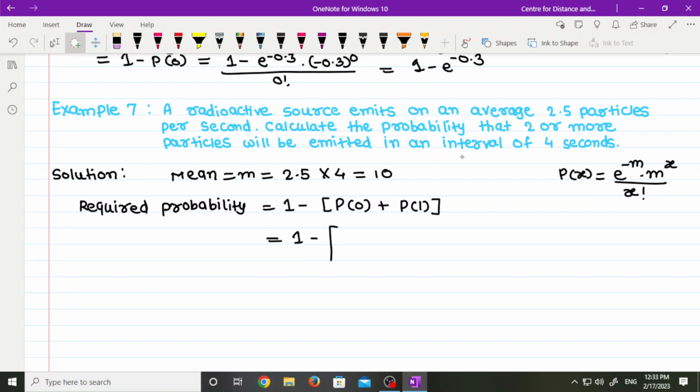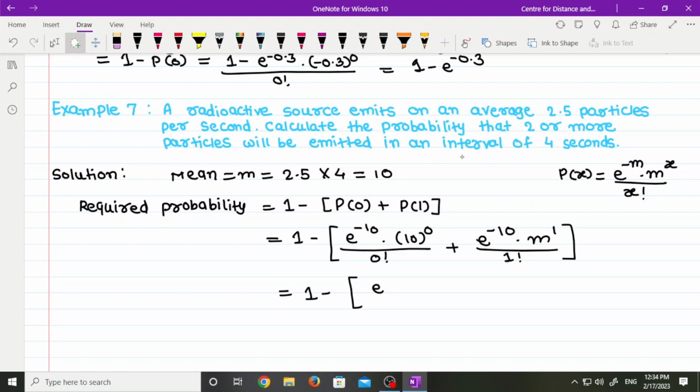1 minus, here x is equal to 0. So, e raised to minus 10 into 10 raised to 0 divided by 0 factorial, plus e raised to minus 10 into 10 raised to 1 divided by 1 factorial, which is equal to 1 minus, since 10 raised to 0 is 1 and 0 factorial is 1, e raised to minus 10 plus e raised to minus 10 into, here the value of m is 10, 10 raised to 1 is 10, and 1 factorial is 1.